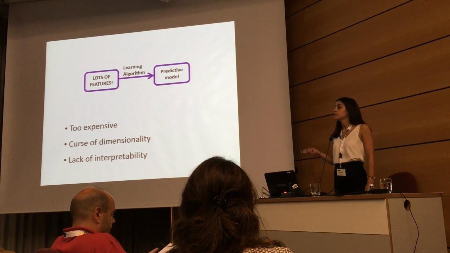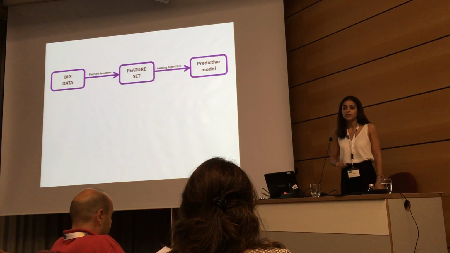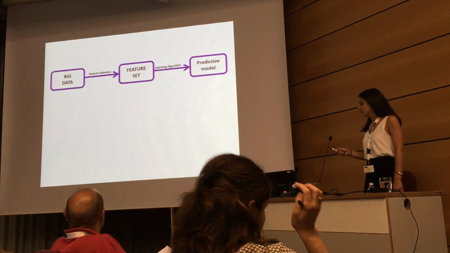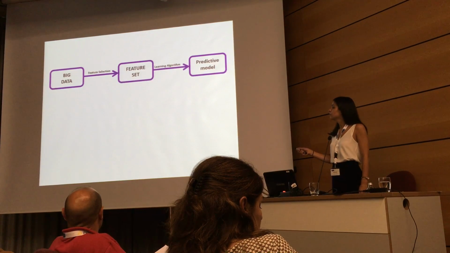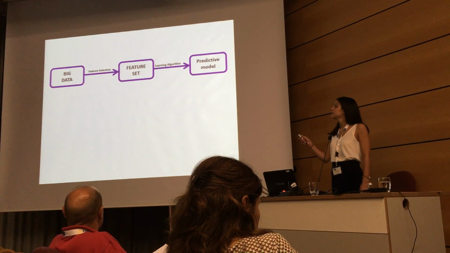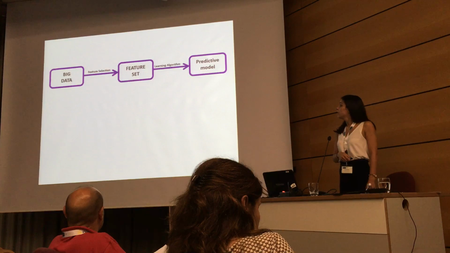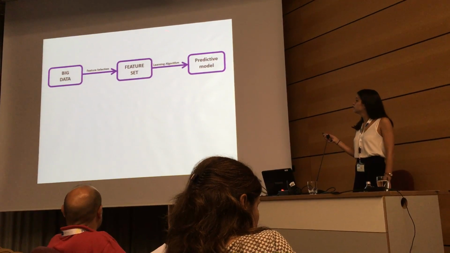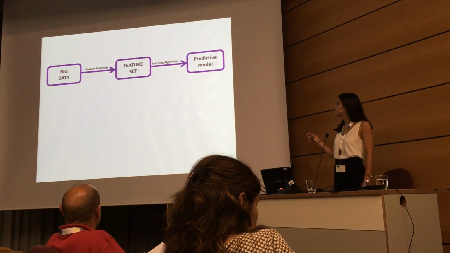For this reason, we often apply a pre-processing step, which is feature selection. So we have our big data, we apply feature selection, get a smaller set of features, and then apply a learning algorithm and get our model.